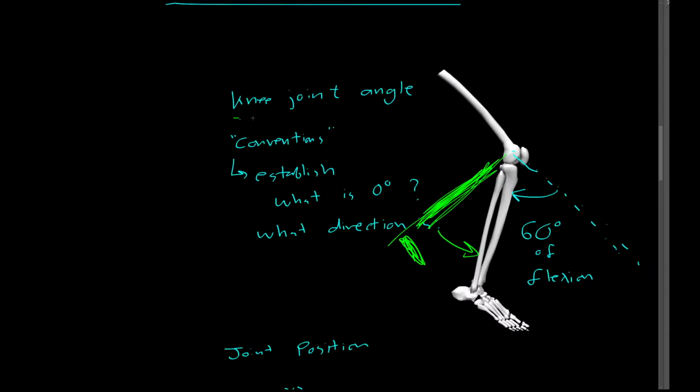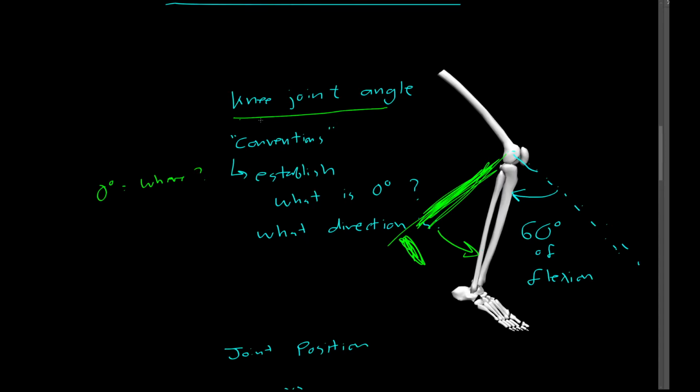number one, be very careful how you define your joint angle conventions. There's two pieces to that. Number one, what's 0 degrees? What joint position is 0 degrees? And number two, what is positive and negative? Is positive meaning flexion or extension? And you'll encounter this differently in different sources. So number one, be very careful about your joint angle conventions.